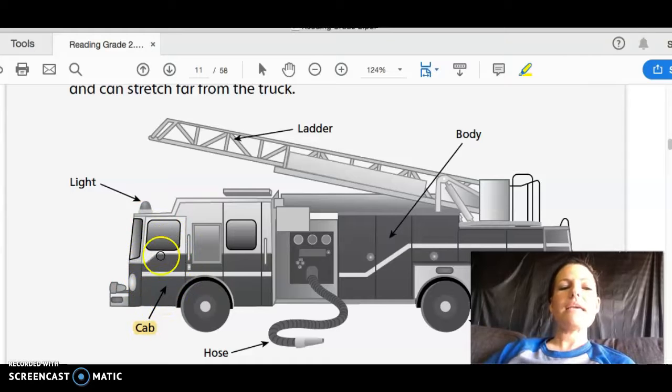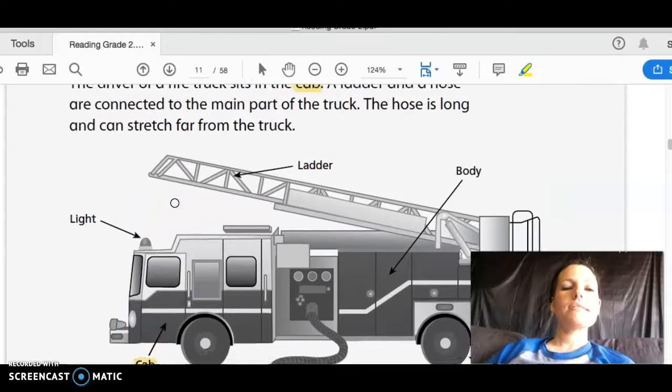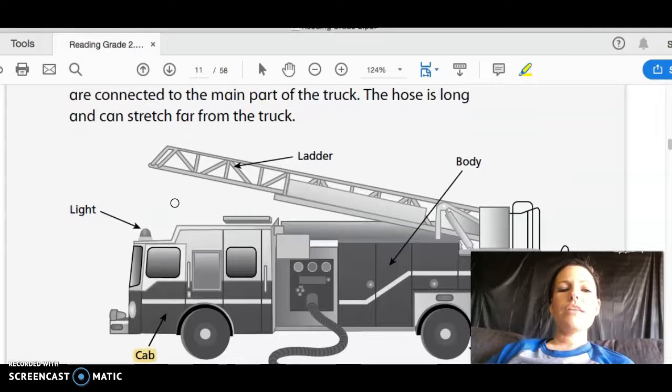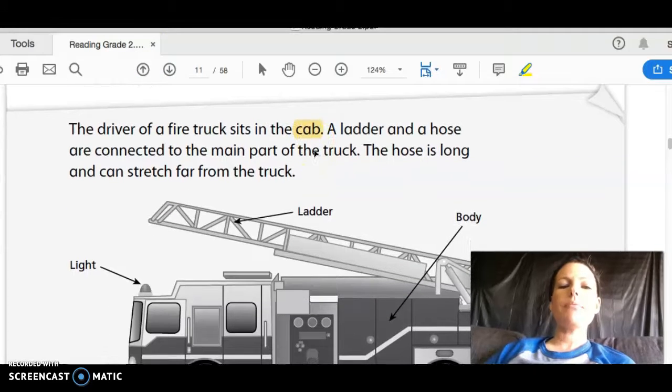So that must mean the cab is at the very front of a fire truck where the wheel is. So that makes sense, the wheel that you steer. So that makes sense why the driver would be up in the cab. I'm going to keep reading.